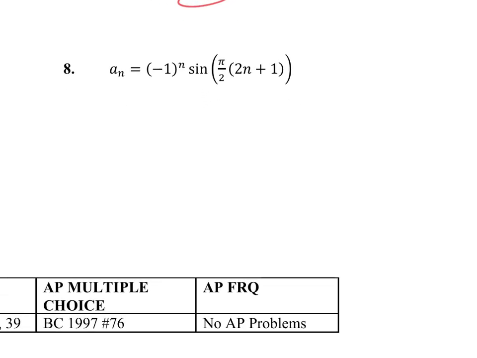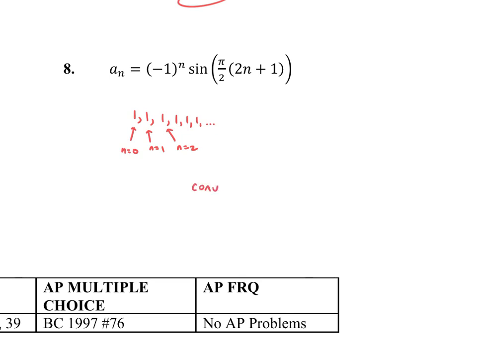Okay, here's number 8. So I'm going to do the same thing. If n is 0, I have sine of pi over 2, which is 1. If n is 1, we have a -1 times sine of 3 pi over 2, which is -1, so we get 1. If n is 2, then we get positive 1 and then sine of 5 pi over 2, which gives us 1 again. And we will get 1 every single time, no matter what n is.